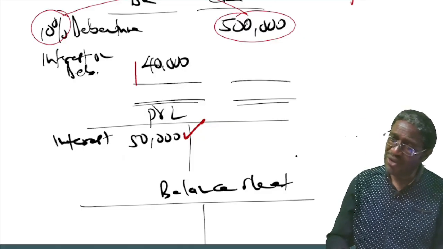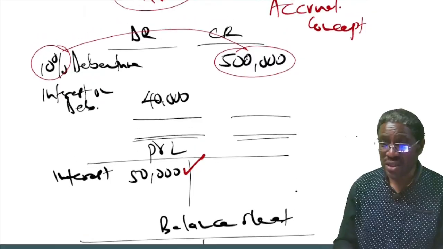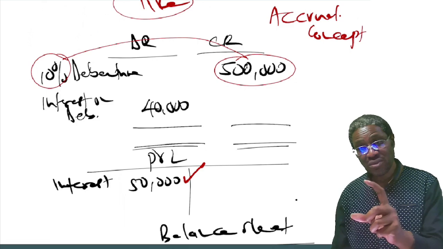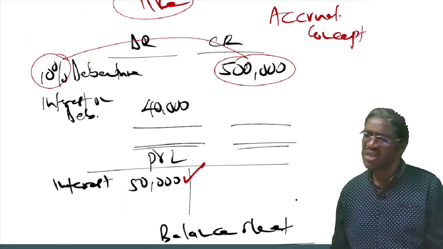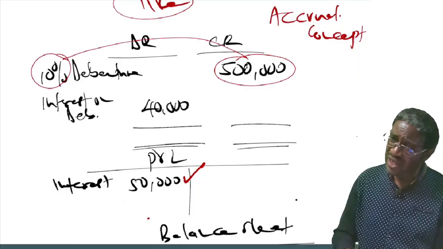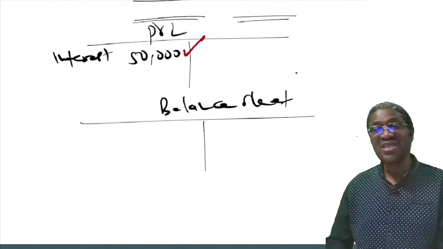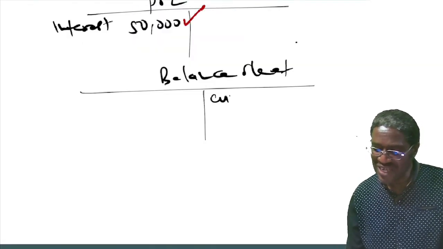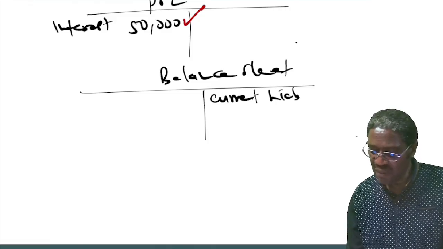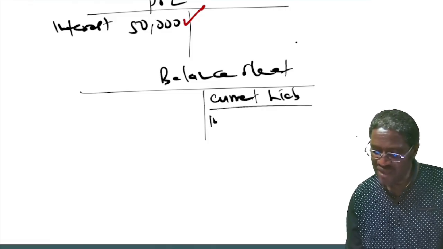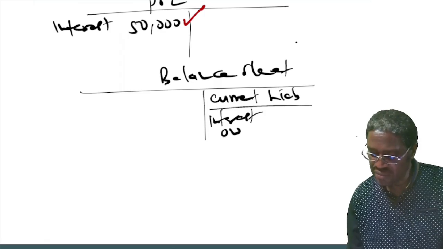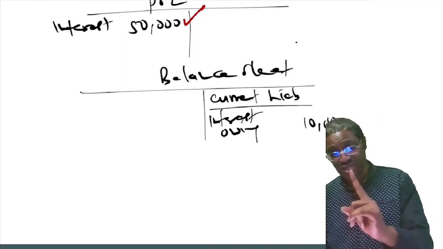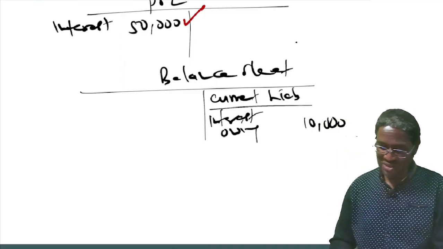It's at that time that you go back to your trial balance and you realize that according to it, you have only paid them 40 as interest on debenture. It means there is another balance of 10 which you have not paid. It's that 10 that you will take to your balance sheet as a current liability. Among your current liabilities, you will have interest owing of 10,000. Okay? That's one scenario.